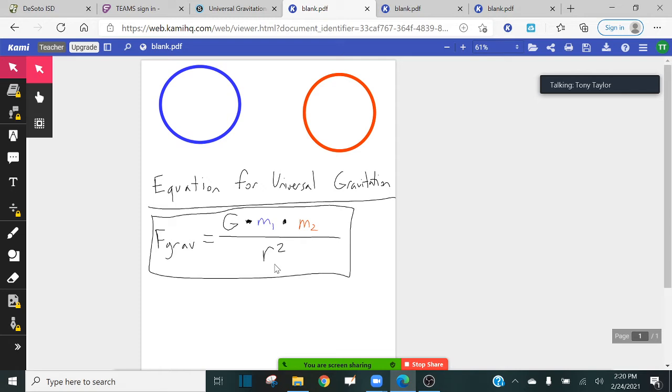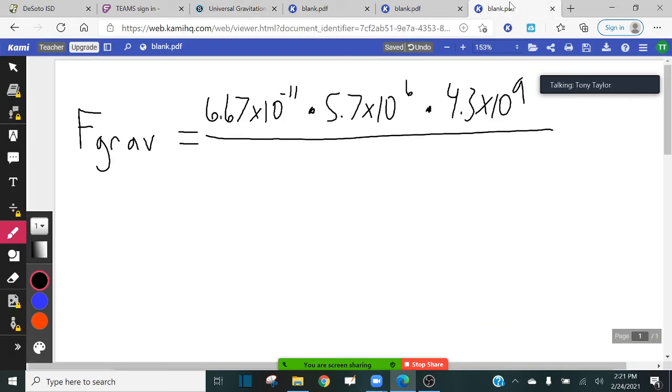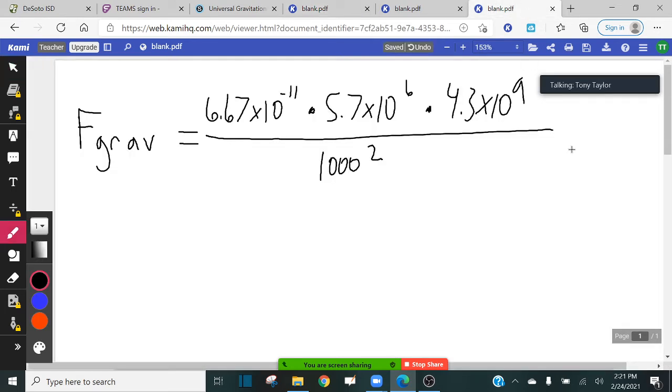Remember, what is R? R is the distance between the two centers. It says the centers of both objects are 1,000 meters apart. So meters. We know our units are correct because we're dealing with distance. So I'm going to put 1,000 and then squared. Guys, in your equation, remember R always gets squared. So this is how you set up the problem for the first one we're working on.